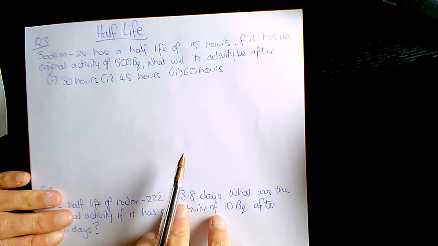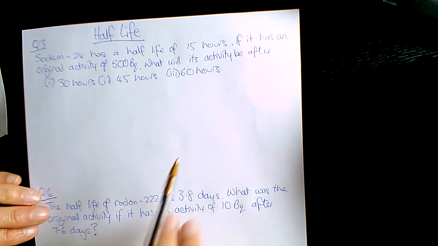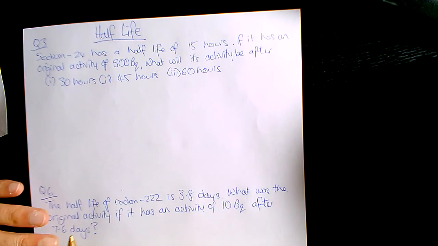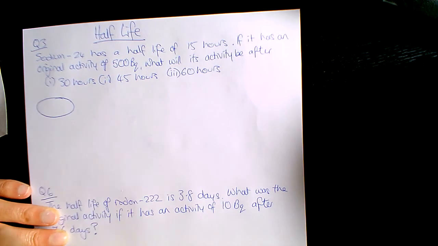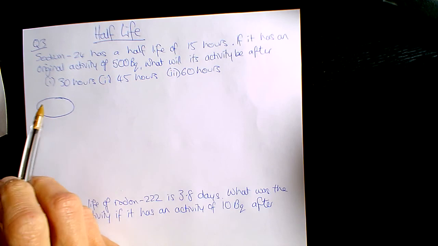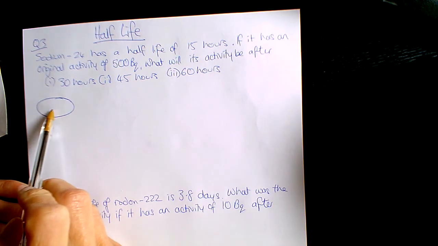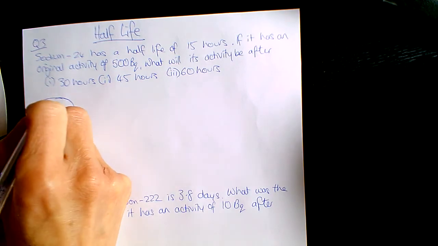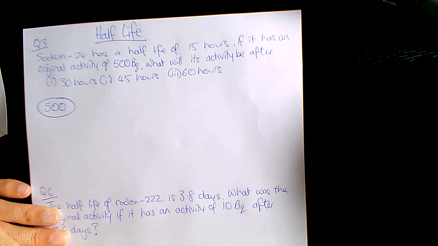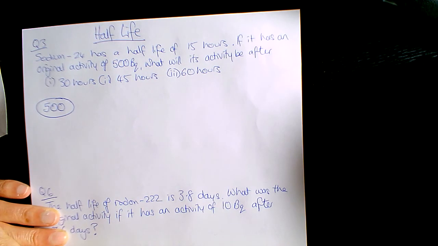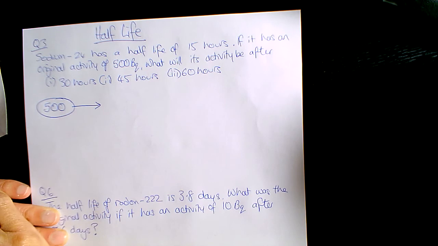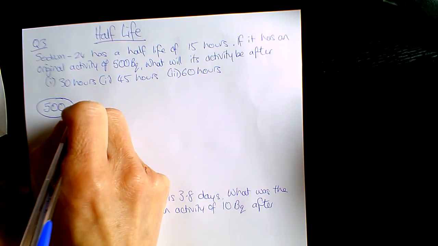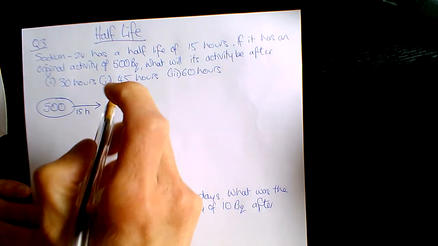And the best way to tackle every half-life calculation question that you get is to start off and go from left to right. I draw a circle, and in the left-hand circle, the start circle, you write down the activity, or whatever it tells you in the question. So it starts off at 500. Then you do an arrow, and that arrow represents the half-life. So underneath it, I can write down 15 hours.